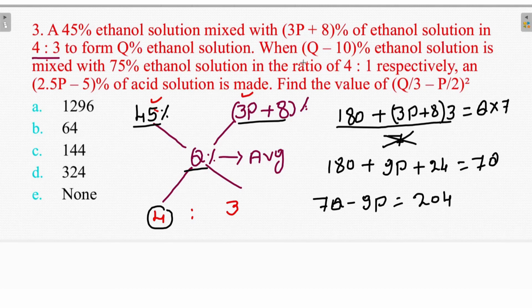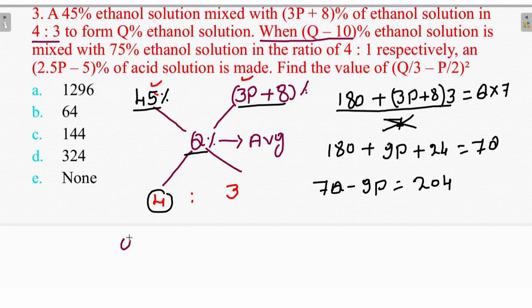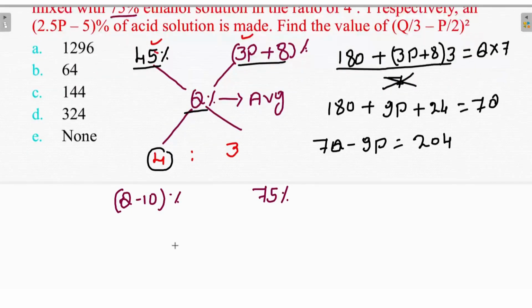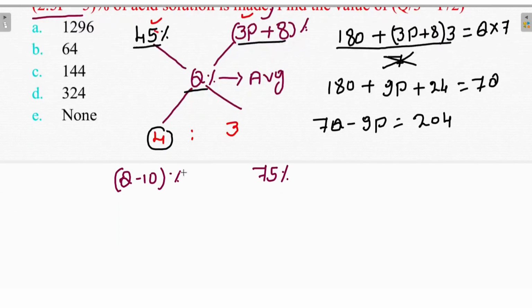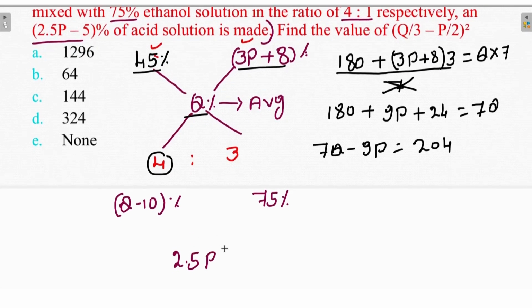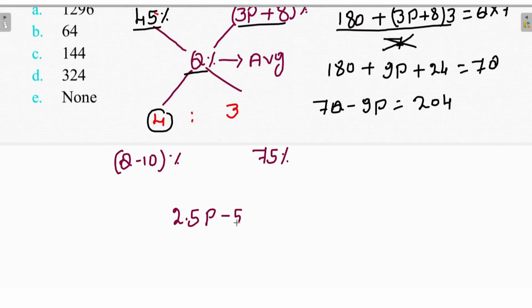Second equation, if I write, next again continue. Q minus 10 liter ethanol solution I will take. Again I will take q minus 10 liter 10% ethanol, also mixed with another vessel 75% of ethanol solution. How I am mixing is also given: in the 4:1 ratio respectively. Also an acid solution is made. After mixing this, I make it an acid solution, that is 2.5p minus 5%. The mixing is again given, that is 4:1 ratio.